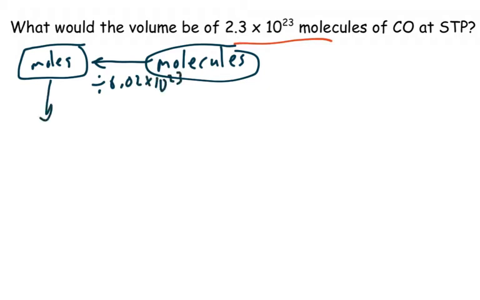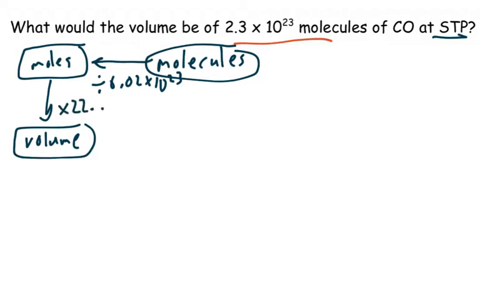And then we're going to go from moles to volume. And notice it says STP. That's the key word. That lets you know that we're using the 22.4 liter conversion factor. We're going to end up multiplying. So let's do the first step.